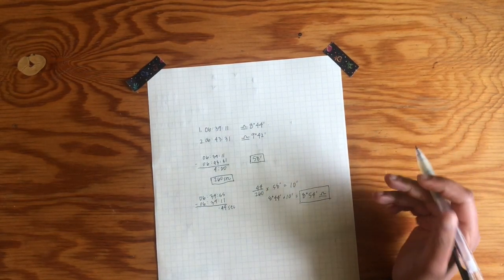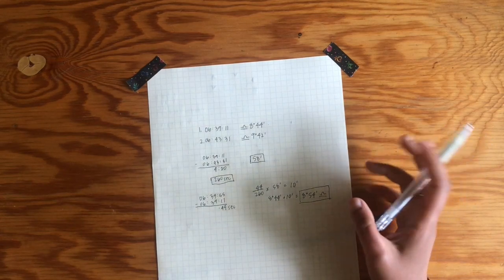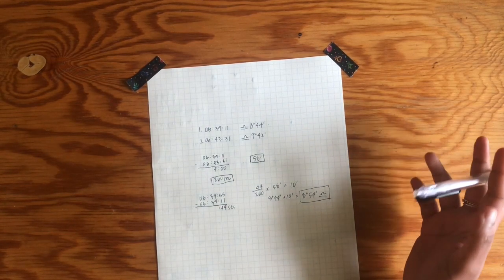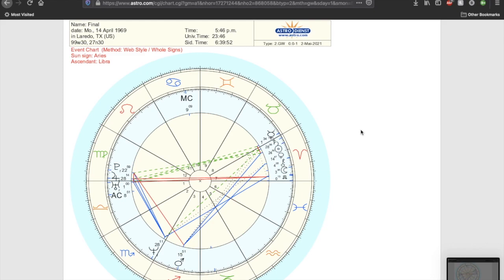You can use, obviously, astro.com or any other software that generates this type of information to check your work. So we're just going to use astro.com to confirm. And you can see here that the sidereal time of birth was found to be 6:39:52, which is 3 seconds earlier than our calculation. And the ascendant is 8 degrees 51 minutes Libra, and we found it to be 8 degrees 54 minutes Libra. So overall, very accurate, especially considering rounding errors.